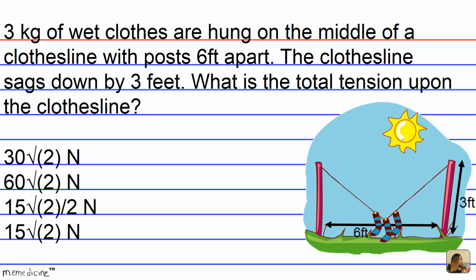Okay, so the clothes are hung in the middle of the line. This means that we can treat the horizontal portion of each triangle that's formed as 3 feet, okay? And the lines, obviously, that are sagging down have a height of 3 feet. So, in effect, what we have is an isosceles right triangle, 2 sets of them. Let me show you what I'm talking about. So we have 3 feet here.